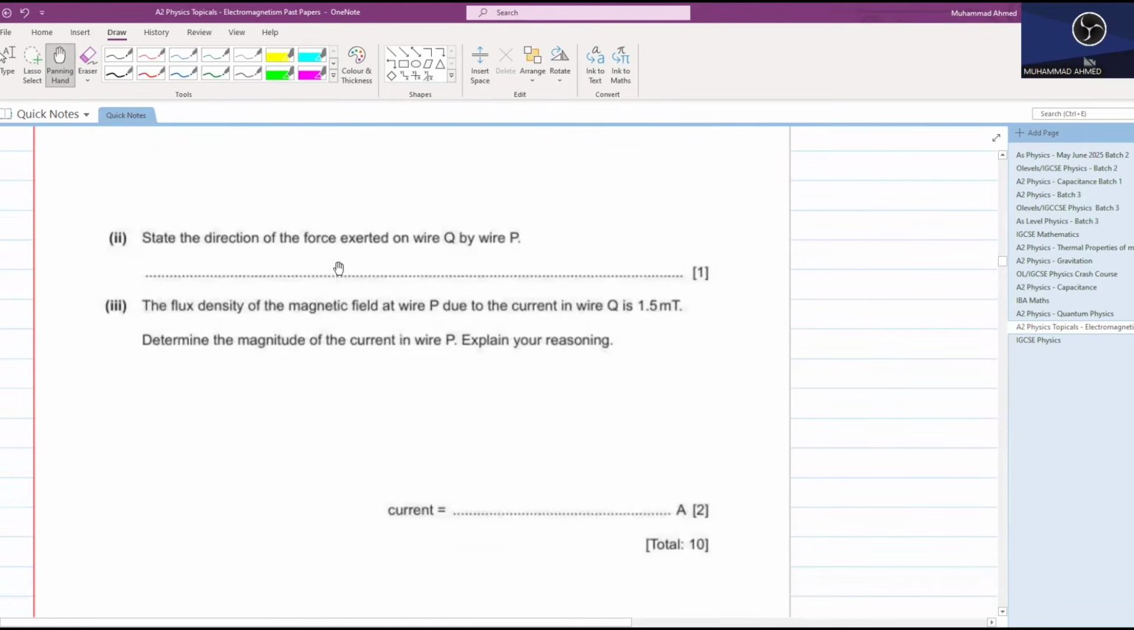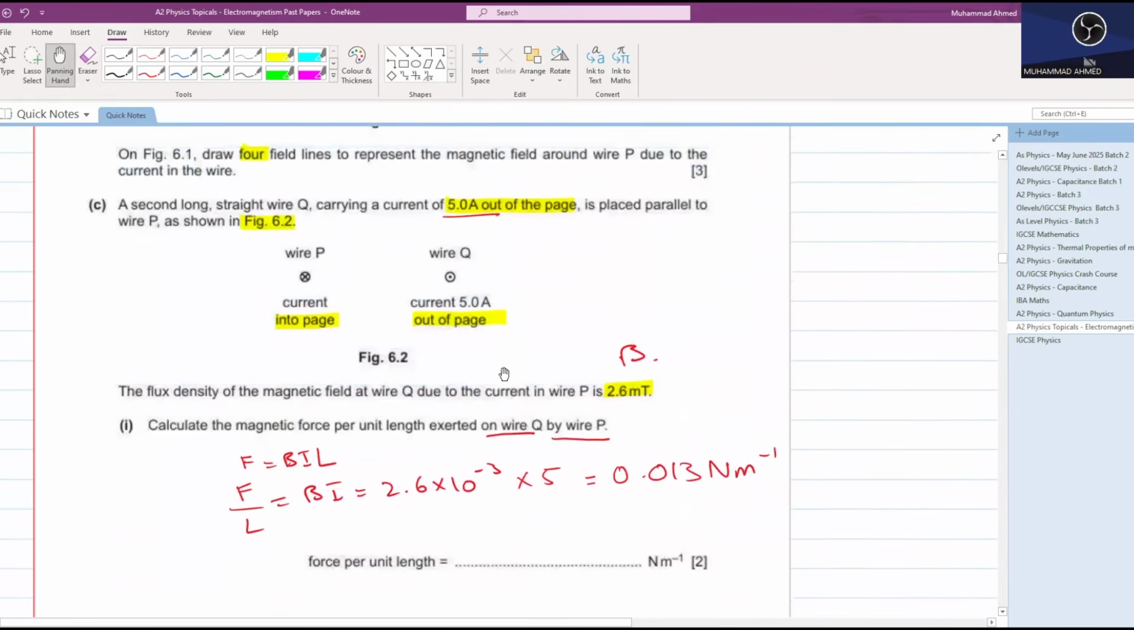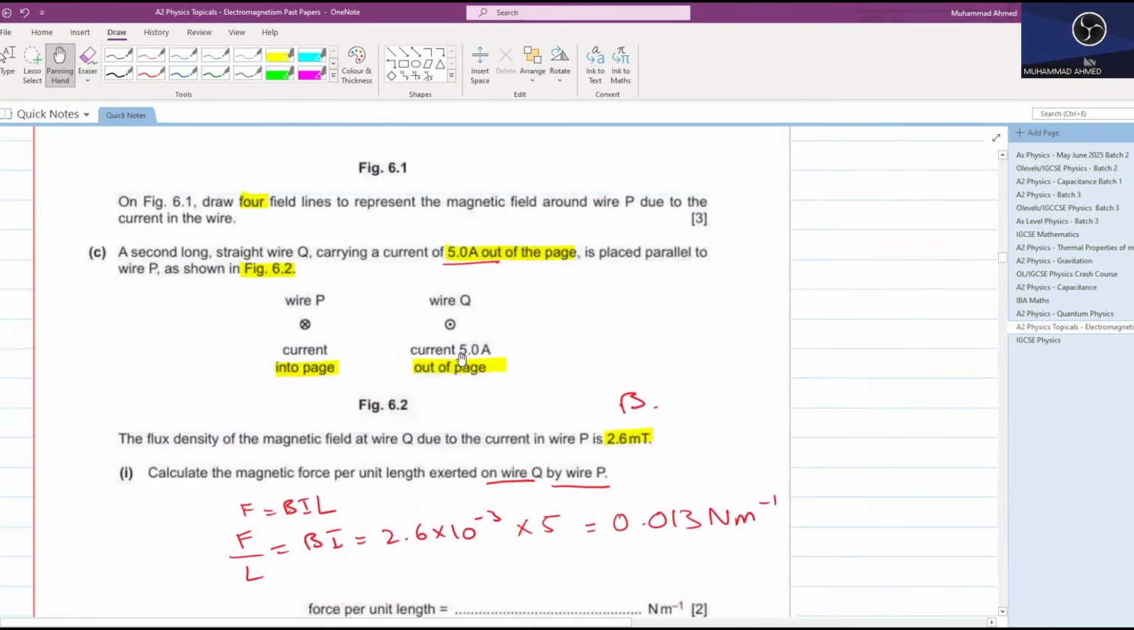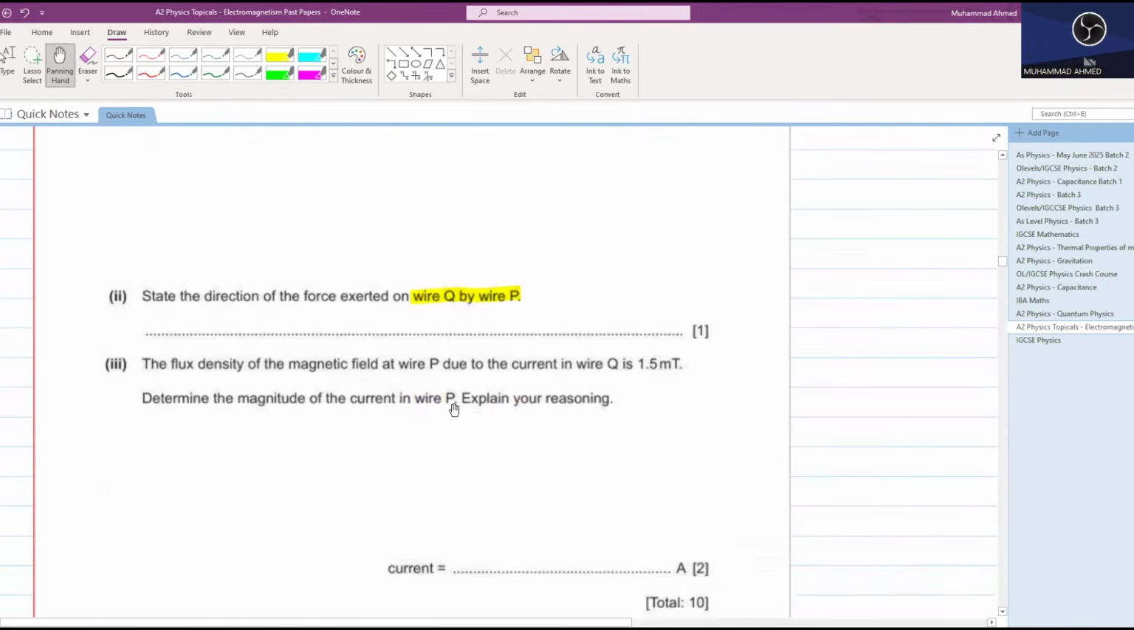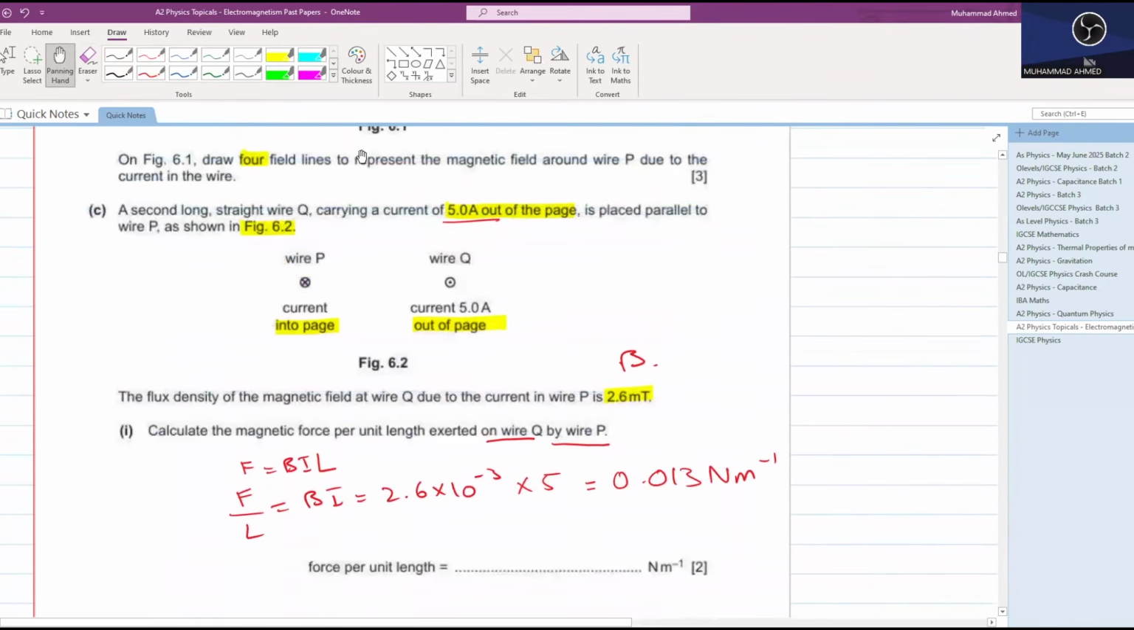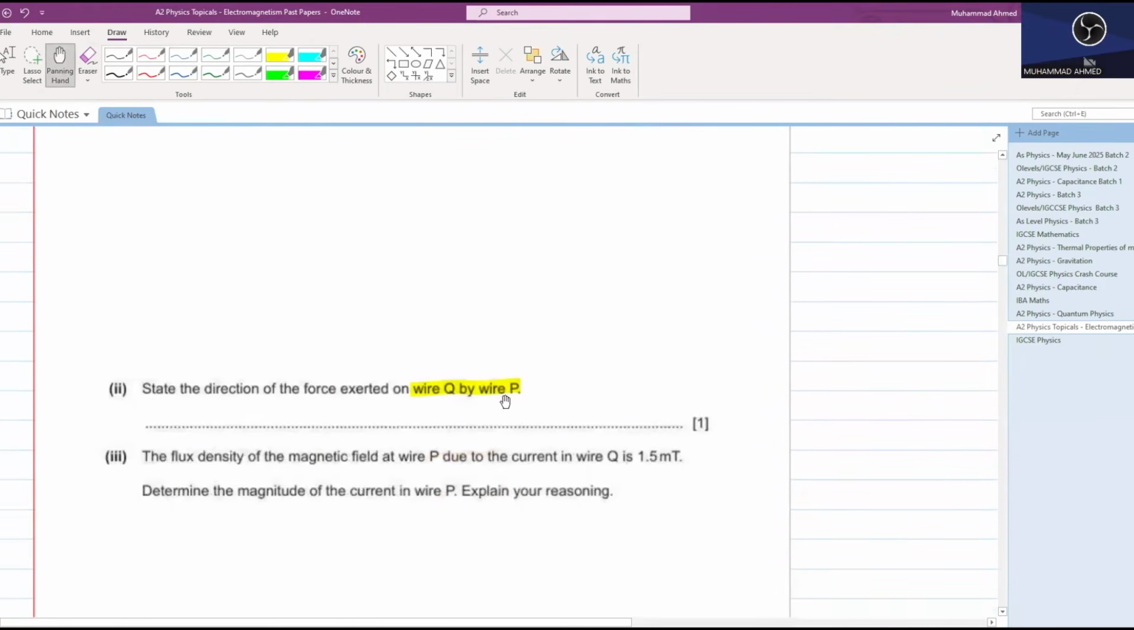State the direction of the force exerted on wire Q by wire P. So what will be the direction of force that wire Q exerts on wire P? Basically, it will repel the force. Both of these wires will repel each other. So maybe a force like this. And this is what we had to draw, a force on wire Q by wire P.